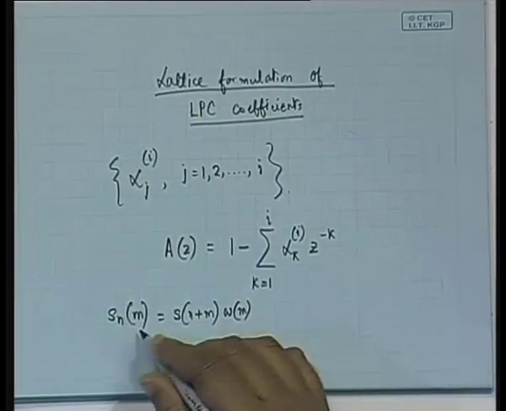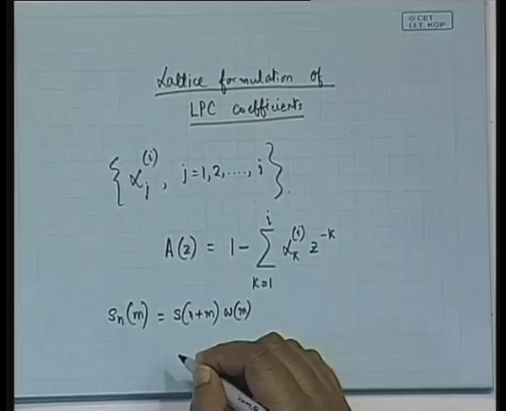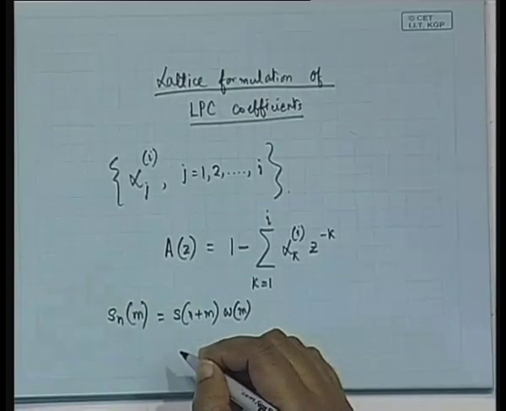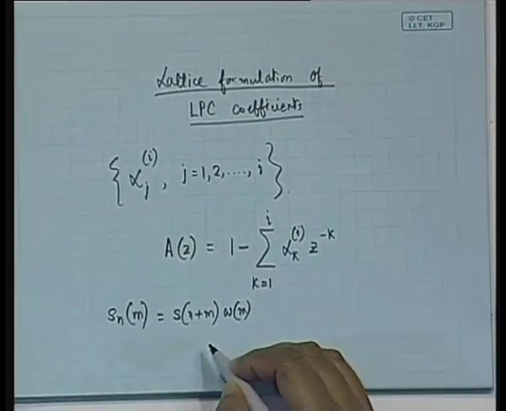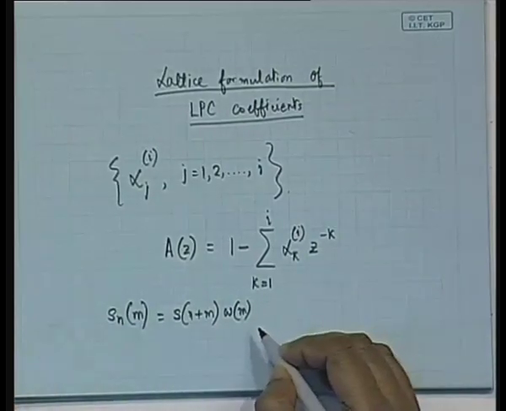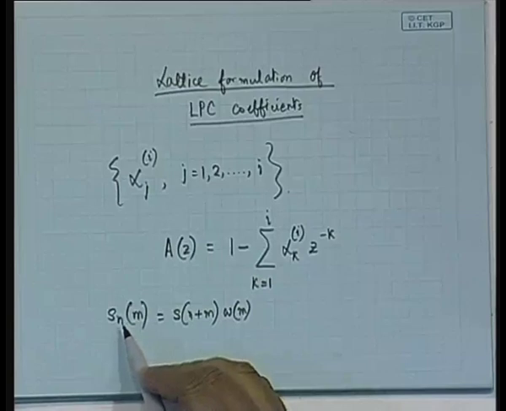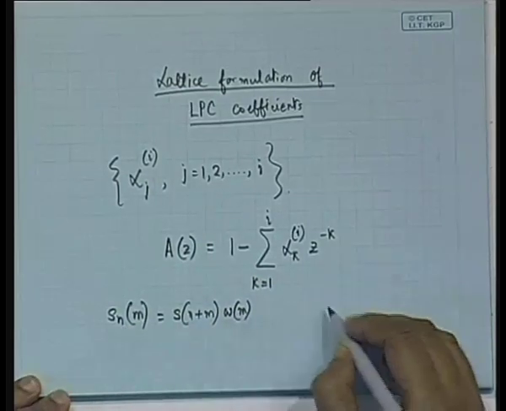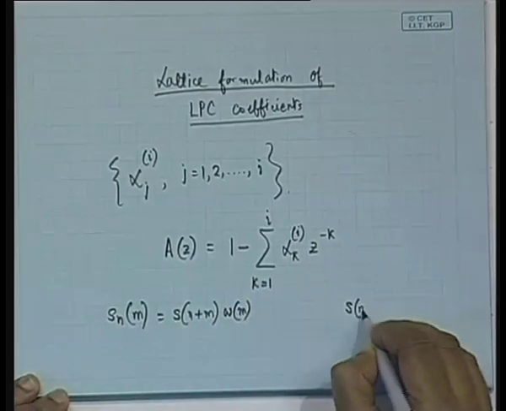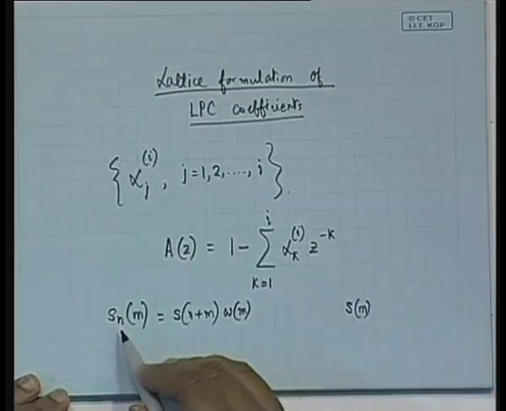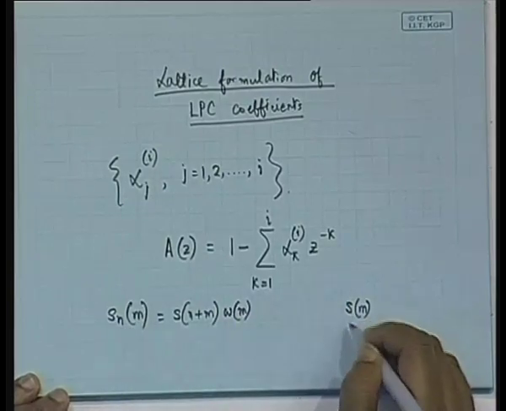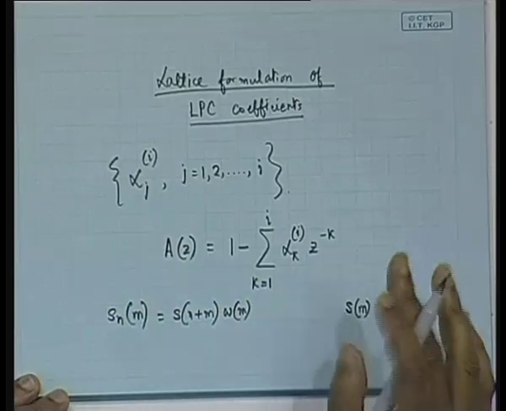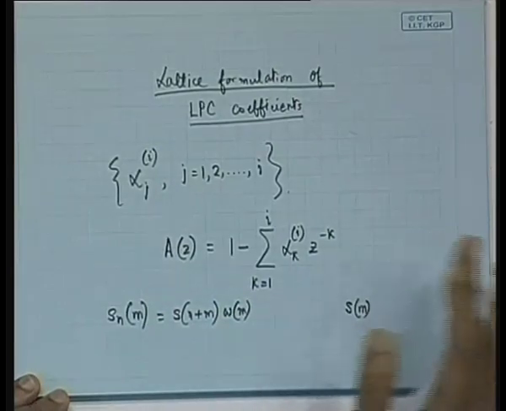So S_n(m) is the windowed version of the segment. Again for simplicity, instead of writing the segment with the subscript n every time, we are going to write it as S(m). So what we are writing here as S_n(m), we can simplify by writing S(m), simply dropping the subscript n.